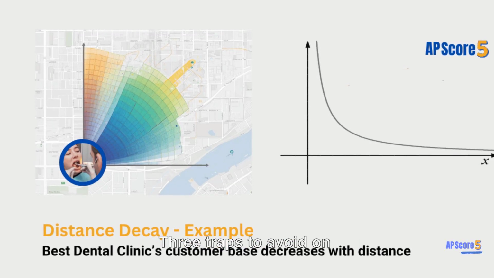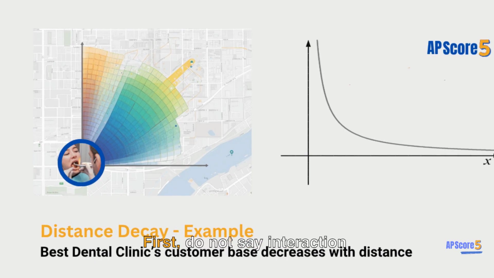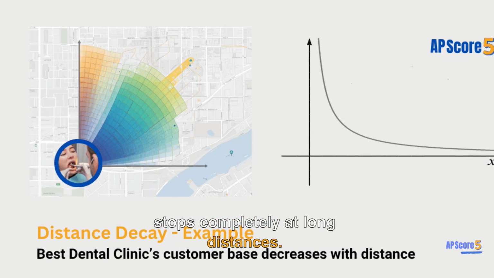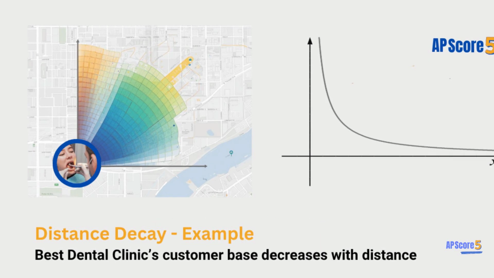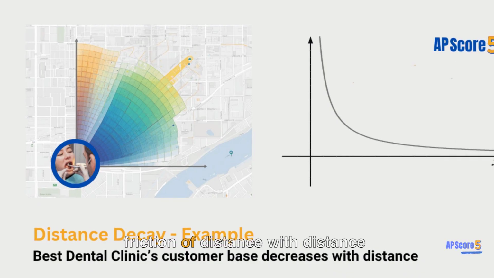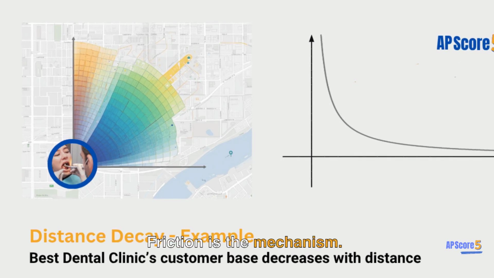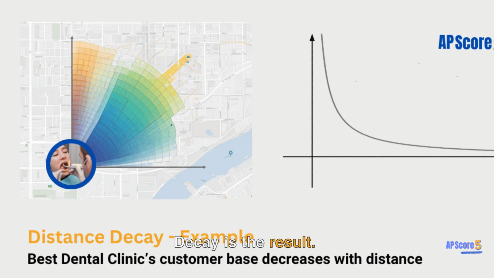3 traps to avoid on test day. First, do not say interaction stops completely at long distances. Say it decreases. Second, do not mix up friction of distance with distance decay. Friction is the mechanism. Decay is the result.